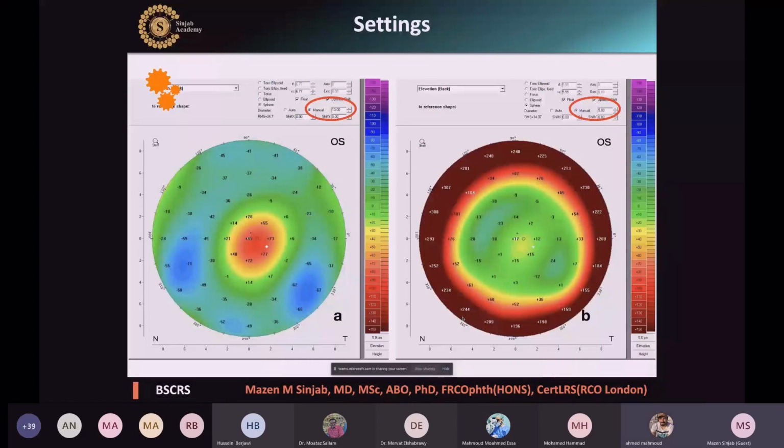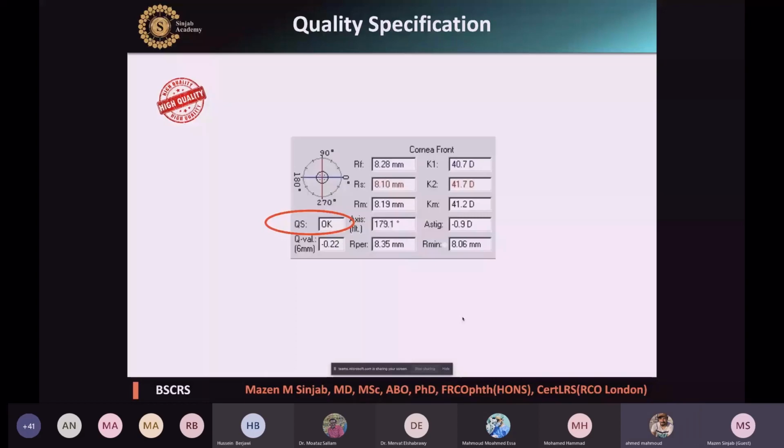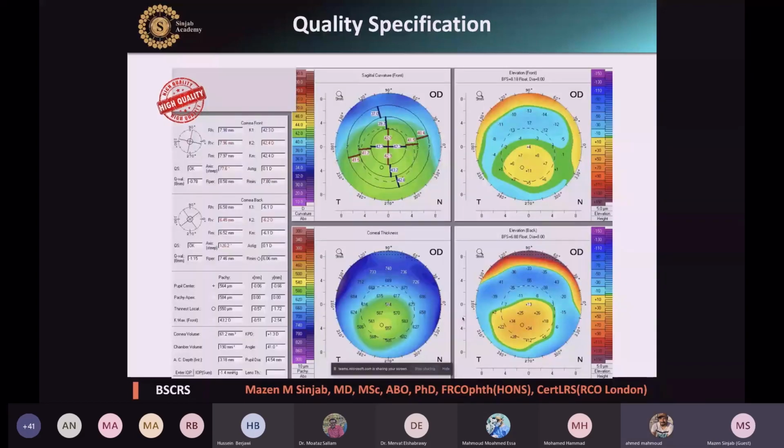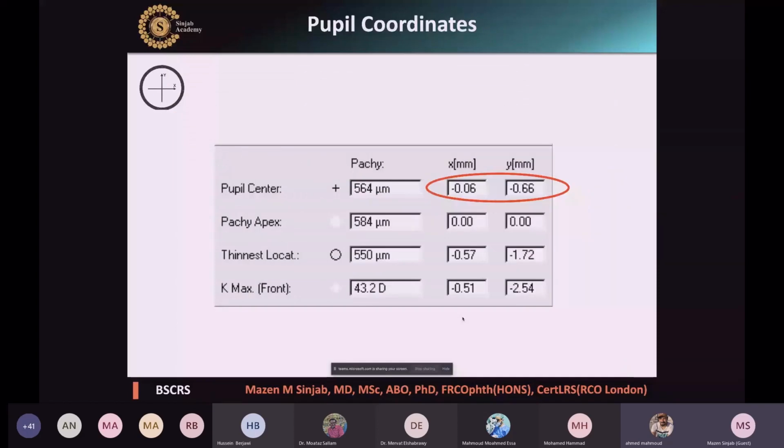This is an example. On the left, 10 mm, on the right, it is 5 mm for the same corneal surface. Then we have to look at the quality specification. It should be white, okay. However, this is misleading because in some cases, the Pentacam cannot catch the misalignment. This is a case of misalignment. The patient was looking downward. In spite of this, the quality specification was okay. White, okay. So we should not depend only on the QS being white, okay.